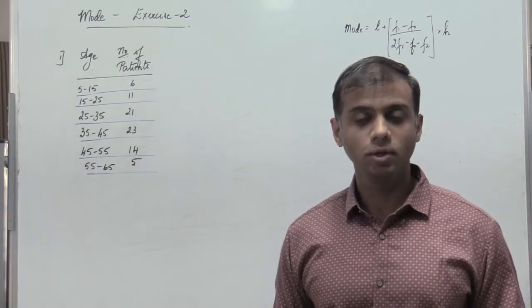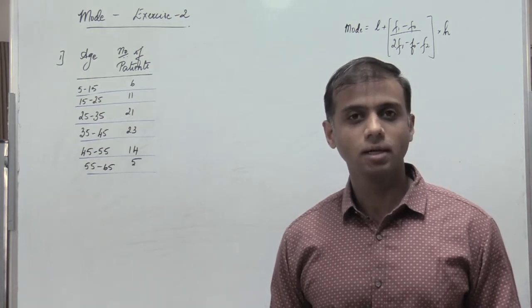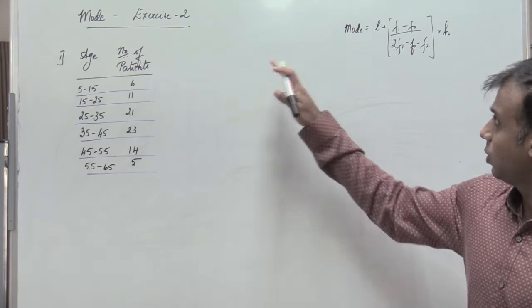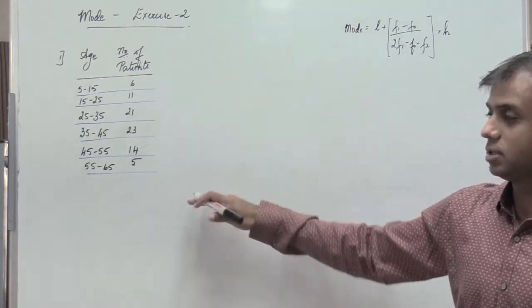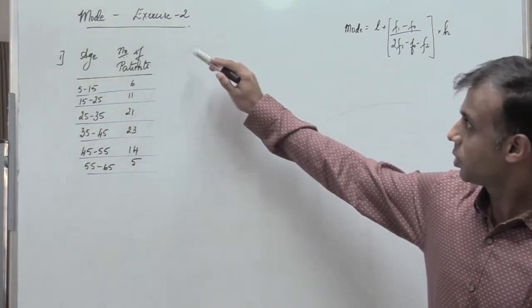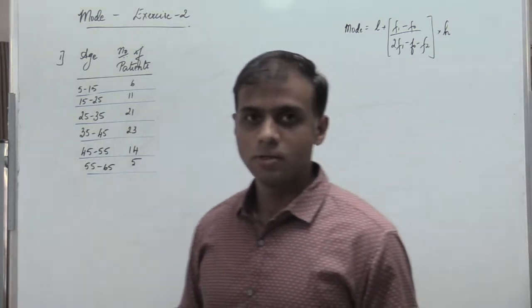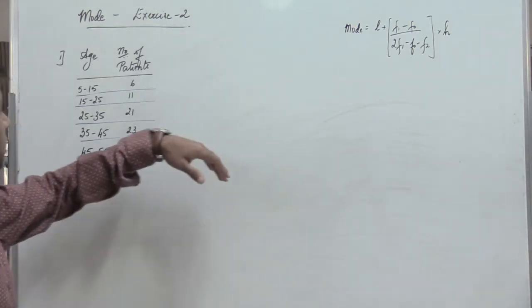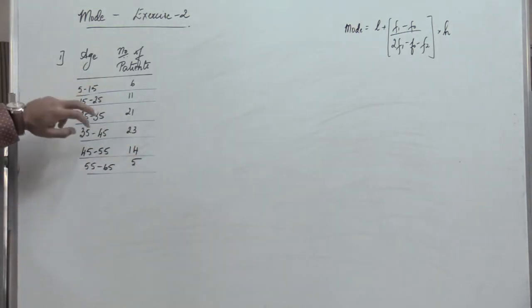In the previous two video lectures, we have seen how to calculate the mean, and in the previous video lecture, we have also seen how we can find the mode for a given distribution. So in the current lecture, we shall solve the problems given in the second exercise. So the first problem, we need to find the mean as well as mode for the given distribution.